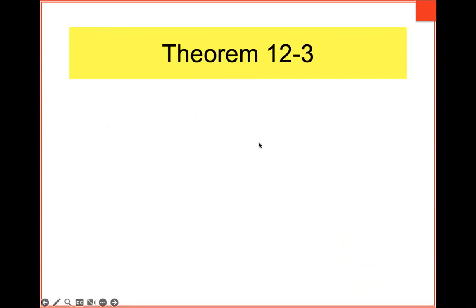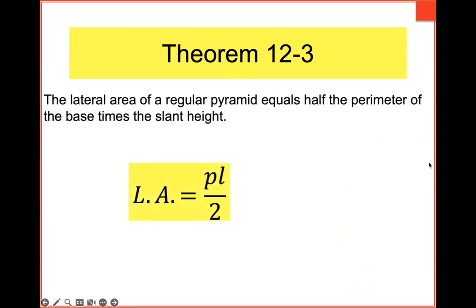So theorem 12.3 just states what we just proved. And what we just proved is that the lateral area, now this is only for regular pyramids, is equal to half of the perimeter times the slant height, or PL over 2. Okay, so we were able to prove that one.